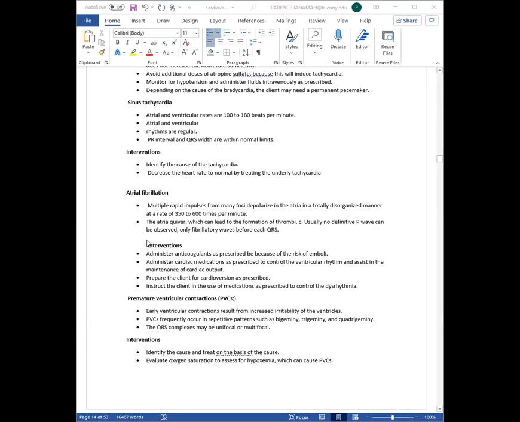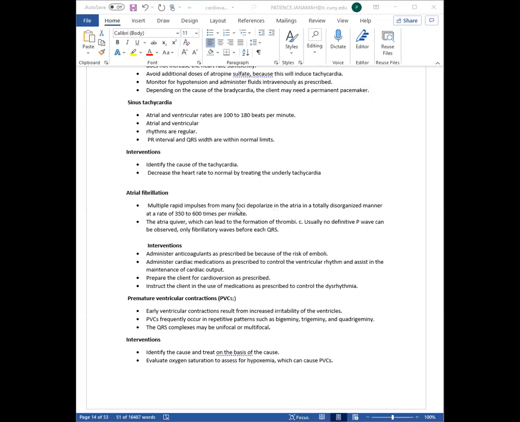Okay, so I'm going to go to the interventions for this. So leave the AFib alone. I'm going to go into AFib and show you a rhythm of how an AFib should be seen and how you'll be able to identify AFib. So you administer anticoagulants.